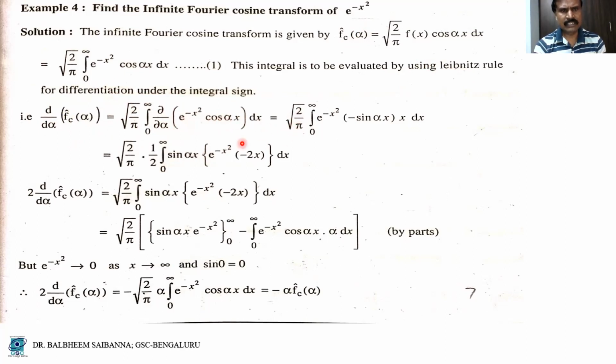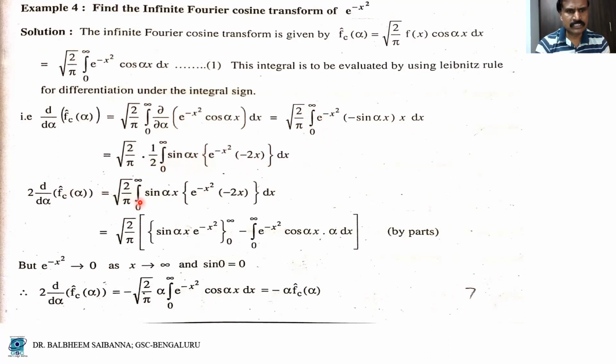Then root 2 by pi as it is, integral 0 to infinity, e to the power of minus x square as it is. Then only we differentiate partially with respect to alpha cos alpha x. We get minus sin alpha x into x dx. That's all. So root of 2 by pi. Then here we are just making an arrangement, multiplying by 2 and dividing by 2. Then we get the same integral. Why? You'll get the standard integral. This 2 and this 2 get cancelled, we get the same only.